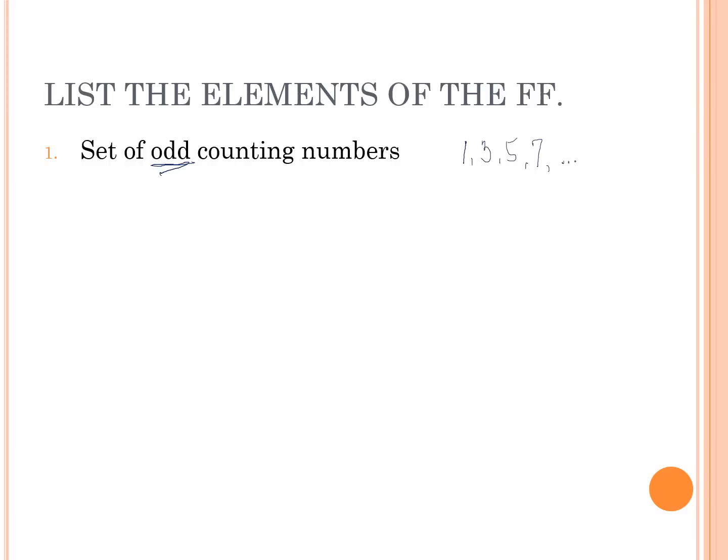Since there are a lot of numbers that follow after 7, we use this symbol that is called ellipsis. It is composed of three consecutive dots. We follow the rules of the definition of set a while ago. As we said, we use capital letters to name them. Since we are talking about odd numbers, I'm going to use capital O to name this set. Then we put an equal sign and enclose our elements using braces. Once again, since the set of odd counting numbers is infinite, or there is an unlimited number of odd counting numbers, we are going to use the ellipsis. So that is for number one.